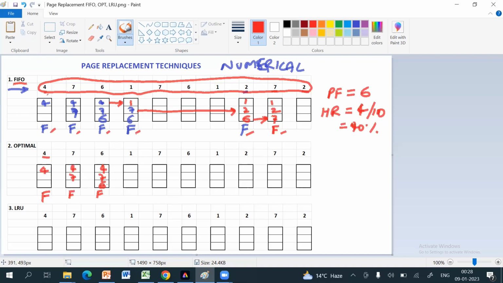Now all the 3 frames are full. Next in line is 1. So 1 will have to be loaded, but replace the existing pages. So 4, 7, 6 are the existing pages, so we'll have to replace one of these.